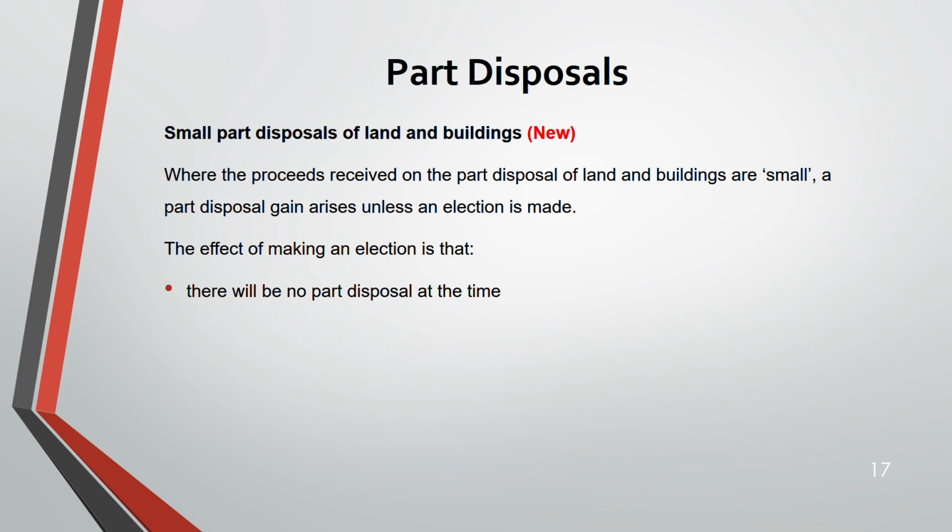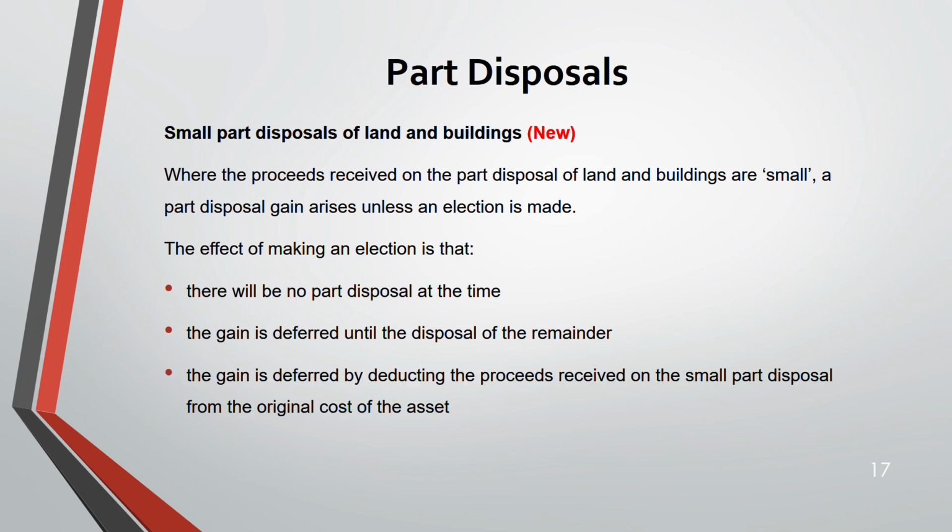The effect of making the election is this. If it is small, you can say the proceeds are small, so there will be no part disposal at the time. The gain will be deferred until the disposal of the remainder, and the gain is deferred by deducting the proceed received on the small part disposal from the original cost of the asset. This is how you defer the gain.